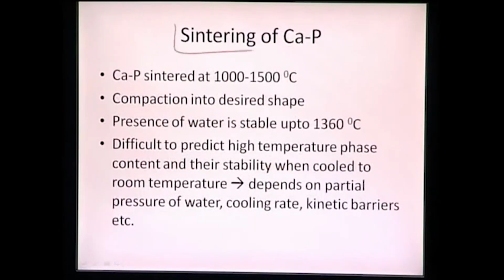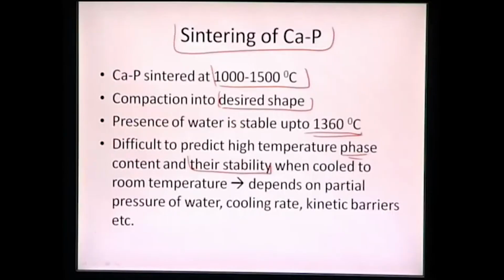Again, to form a calcium phosphate, we need to sinter it at very high temperatures, approximately 1000 to 1500 degrees centigrade, and then it is compacted into a desired shape. And the water which is combining with it is stable up to even 1360 degrees centigrade. One more problem with calcium phosphate is that it is very difficult to predict the high temperature phase and what will be the content, because we have tricalcium phosphate and tetracalcium phosphate, so we don't know what their stability will be once they are cooled to room temperature.